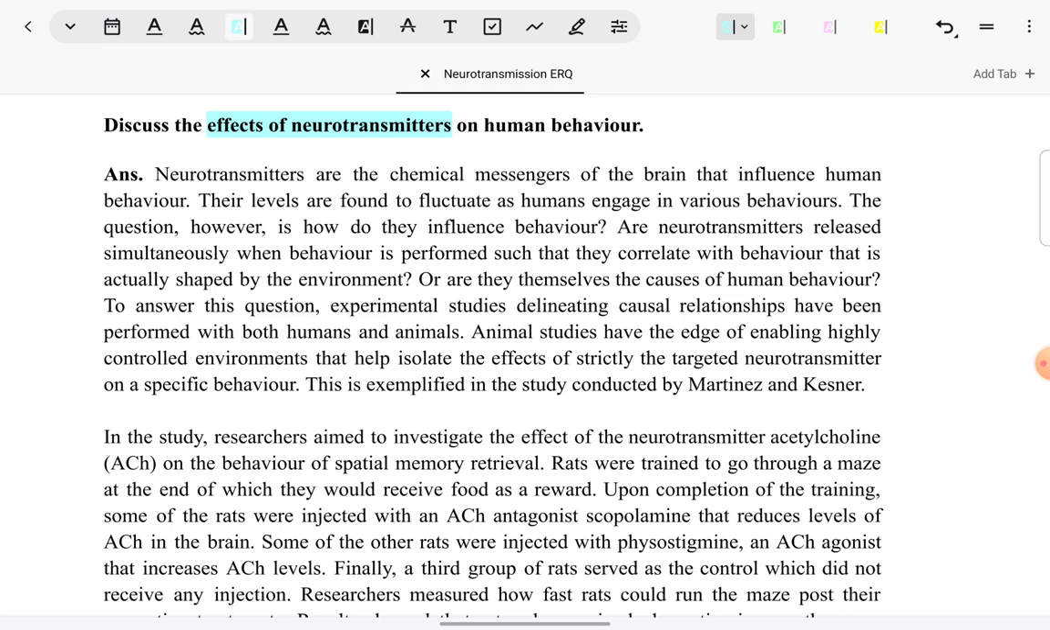Since I've already shared an ERQ on memory, I thought it would be good to take one from the biological approach, and this one has come on the latest paper. That is why I have selected it. May 2024 paper. The biological ERQ was on neurotransmitters' effect on behavior. So we will do a walkthrough.